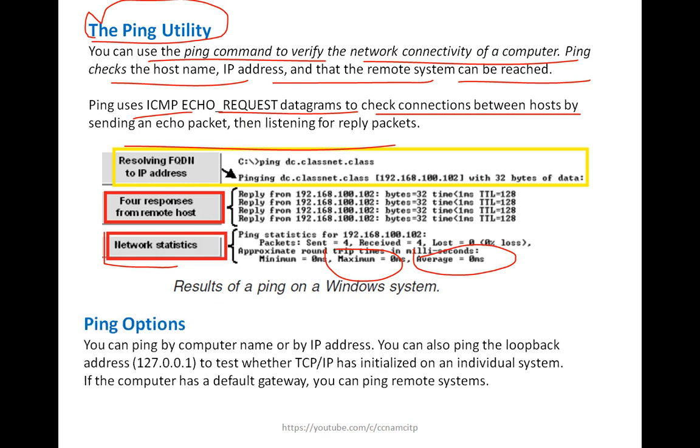Now ping options: you can ping by computer name, or ping by IP address. You can also ping the loopback address. The loopback address is 127.0.0.1, to test whether TCP/IP has initiated on all the individual systems. So this 127.0.0.1 IP address is also known as the loopback IP address. It checks the functionality of TCP/IP, whether it is working or not on the local or individual system.